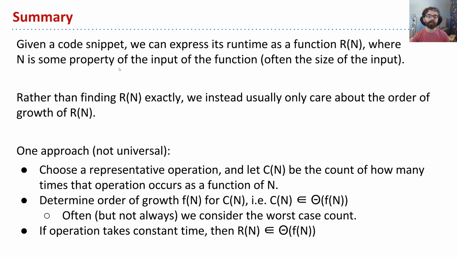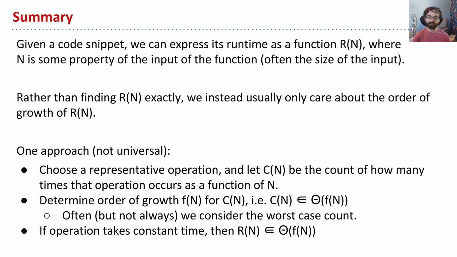Now, rather than finding r of n exactly, which you could do by compiling a giant table, or at least you can get a much closer approximation by compiling a large table, we instead usually only care about the order of growth of r of n. So an approach we often take, but not always, but we're going to use a lot in the next lecture and on homeworks to come, is to choose a representative operation and let C of n be the count of how many times that operation occurs. We then figure out the order of growth, f of n, for C of n.